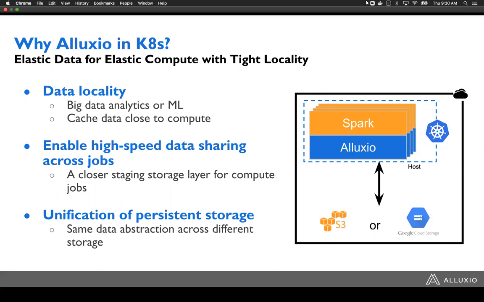So, in this picture on the right, Spark and Alluxio are running on a Kubernetes cluster, and the data being accessed is in an object store like Amazon S3, or a different object store such as GCS. Now, when you access data from any of these object stores, on the first access the data would be fetched from your object storage onto the Kubernetes cluster into Alluxio. Alluxio would share this data across different jobs, and your application would schedule on Alluxio with data locality for any subsequent accesses.